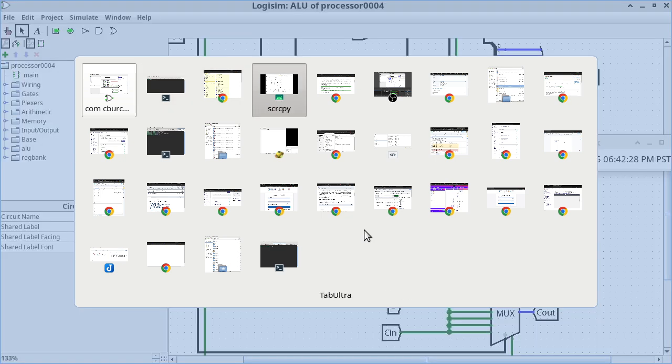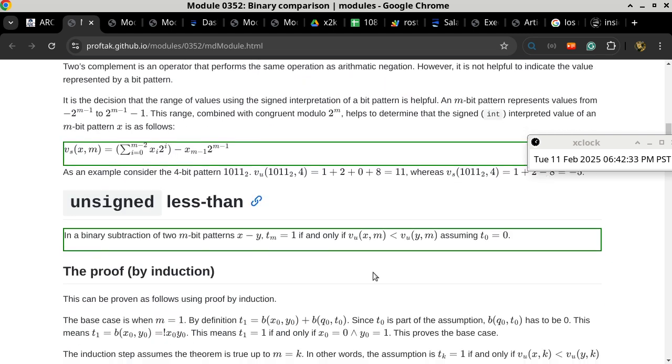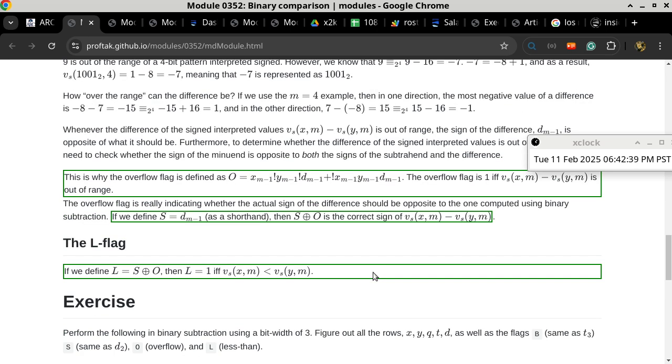Let's see where are we? There we go. All right. So there are a lot of proofs here, but as I said, you only have to pay attention to the green rectangles, and let's read the green rectangles here. Overflow is x subscript m minus 1 and the negation of y subscript m minus 1 and the negation of d subscript m minus 1, or the negation of x subscript m minus 1 and y subscript m minus 1 and d subscript m minus 1. It is all here.